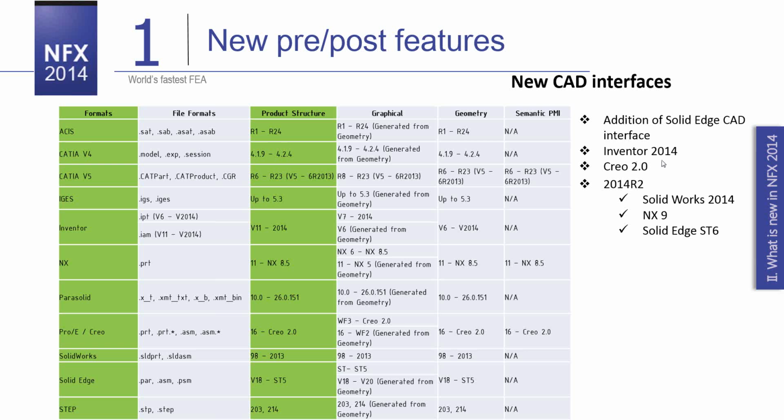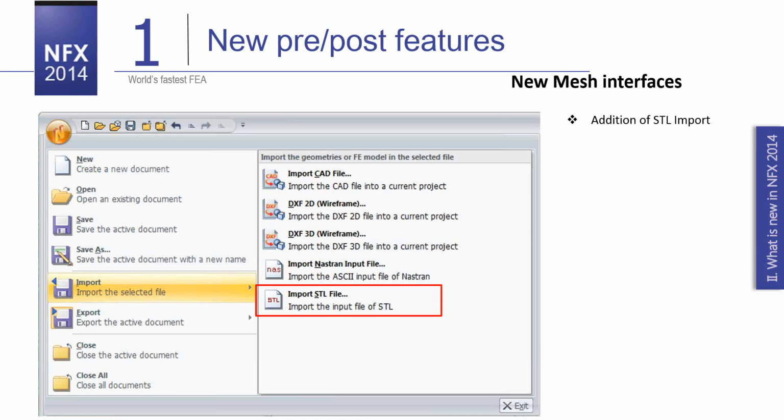versions of Inventor, for example 2014, Creo 2.0, and in the next version of NFX R2, you'll have SolidWorks 2014, NX9, and Solid Edge ST6. Now, on the mesh interface, we added the import of STL files. If you're working with a 3D scanner, for example, it's particularly useful to be able to import the STL file directly in the software.